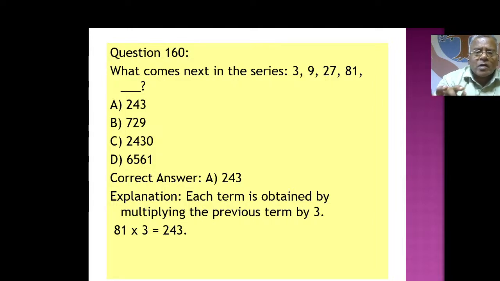Here, what is the clue? It is the multiple of 3. 3 into 3, 9, 9 into 3, 27, 27 into 3, 81, 81 into 3. That should be the missing number, 243.